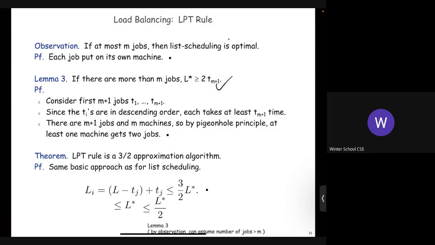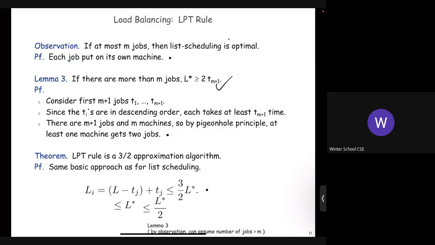Why? Because this is the last job that is assigned on this machine, right? So every machine will be assigned at least the first M jobs, right? So this T j is only going to be greater than or equal to M plus one, no? The last job assigned to the bad machine cannot be among the first M. That's right. So we are using the fact that the last job assigned to any machine has an index of M plus one or further ahead. Okay, so that's a factor 3/2 approximation.